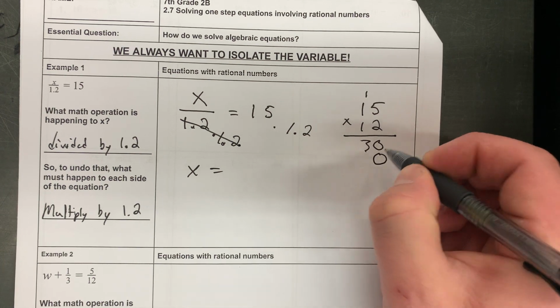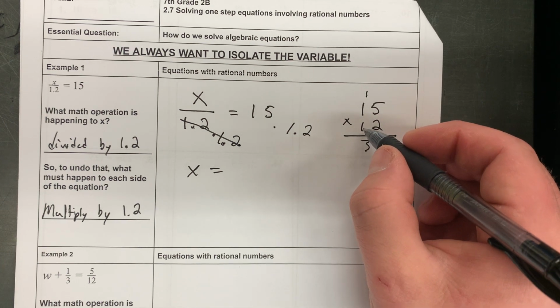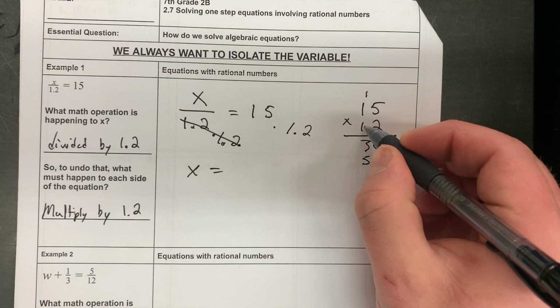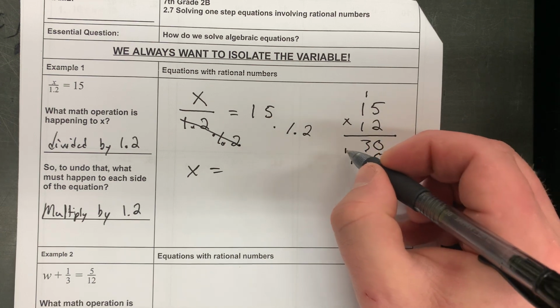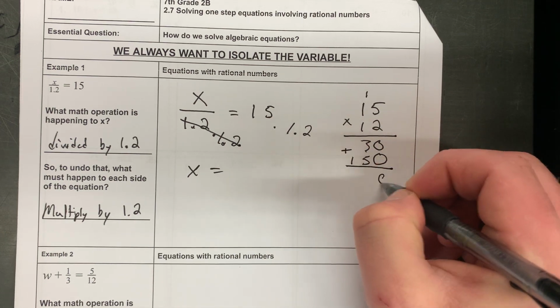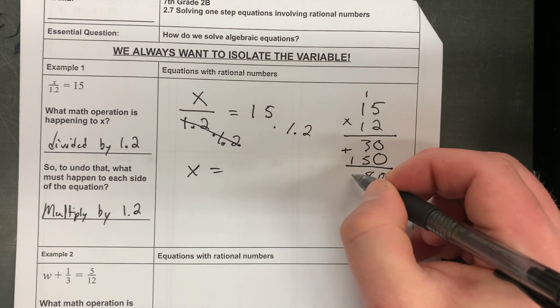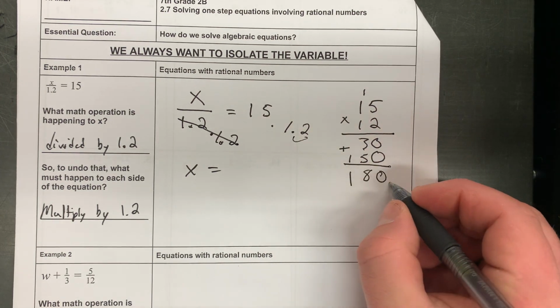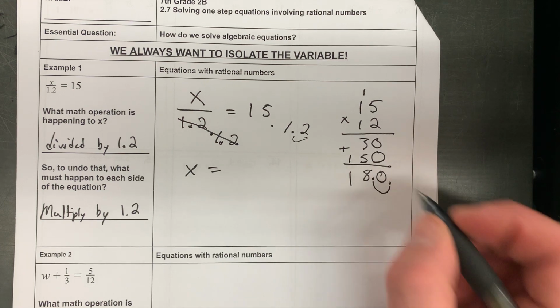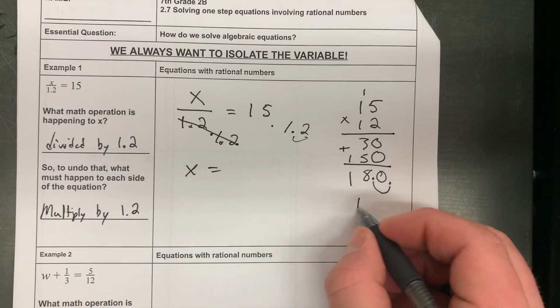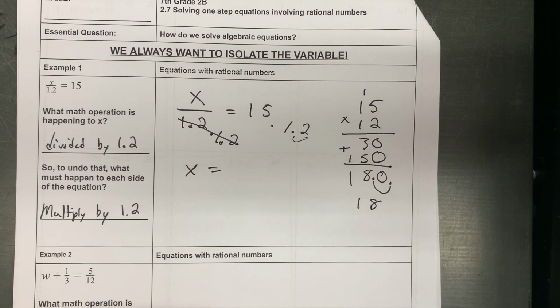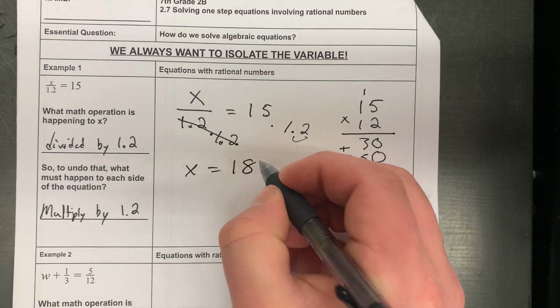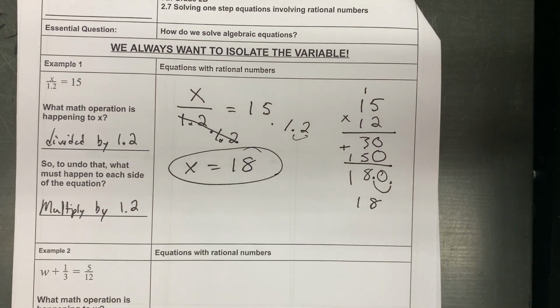Give a new 0, start here. 1 times 5 is 5. 1 times 1 is 1. I add them up: 0, 8, 1. I only have one decimal point to worry about, so I just need to bring in my decimal point over one place value. So my new number is 18, so x equals 18 in this situation.